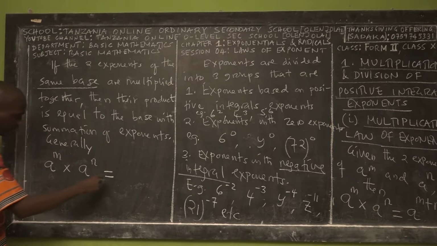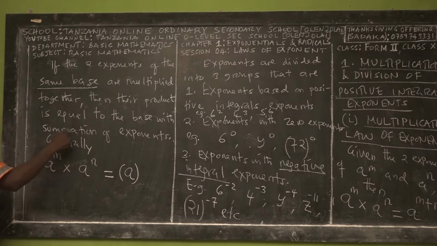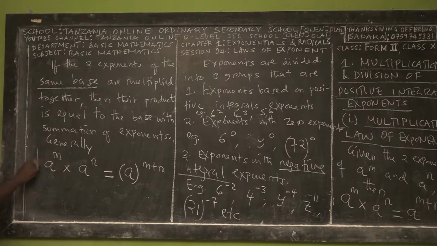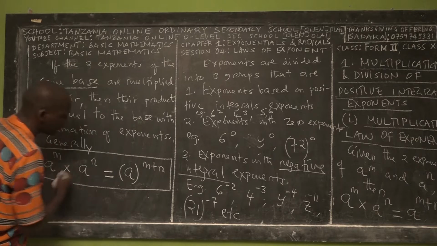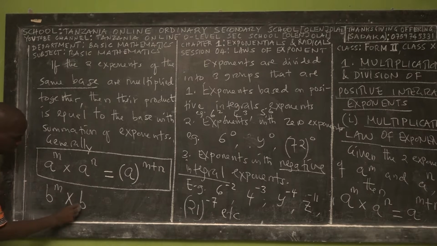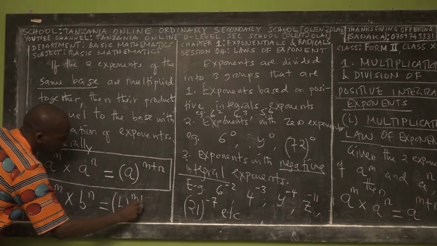the base, which is a, raised to the summation of the exponents. The exponent of a here is m, the exponent of a here is n, so the summation is m plus n. So this is the law of multiplication of exponents, and you have to remember it for the rest of your life. Even if the base is b power m multiplied by b power n, the result is still b power m plus n.